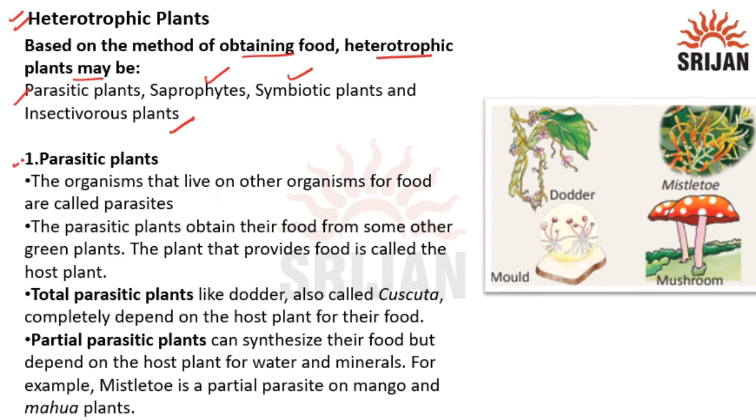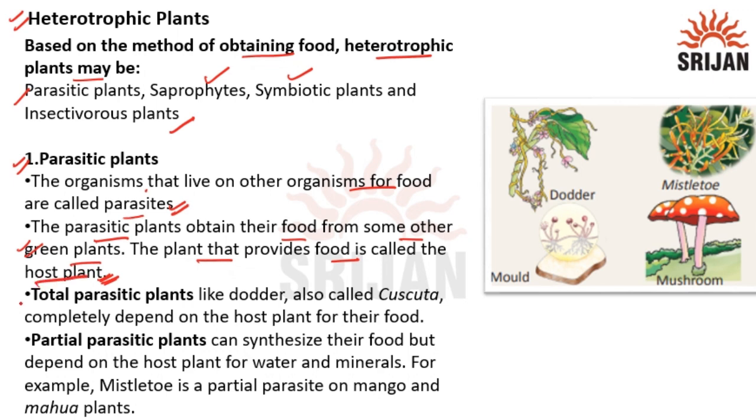First of all, we will talk about parasitic plants. The organisms that live on other organisms for food are called parasites. Parasitic plants obtain their food from some other green plants, which photosynthesize their food. The plant that provides food is called the host plant.